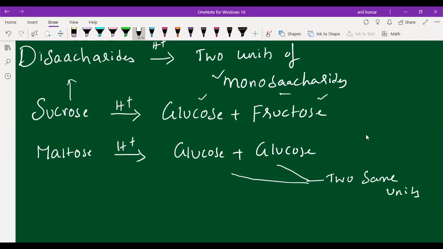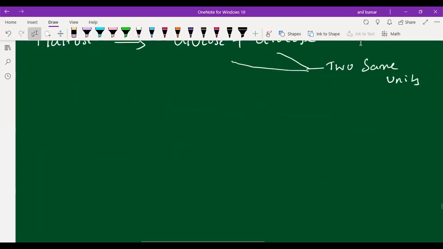Understood, students? Here, in the case of sucrose, you are going to get two different units, one is glucose, the other is fructose. These are two different monosaccharides. Now let us discuss the disaccharide sucrose. In today's class, let us discuss the structure of disaccharide sucrose.